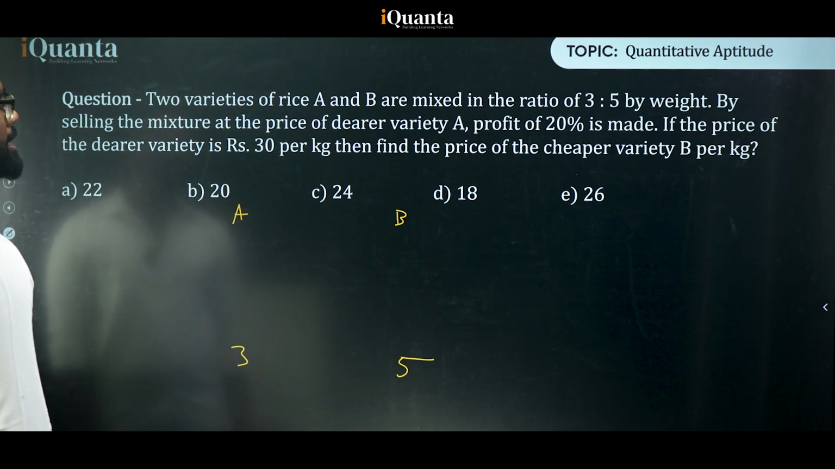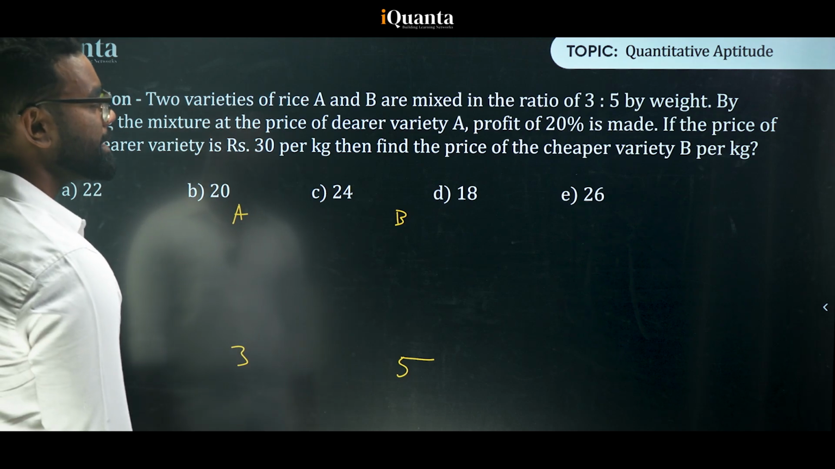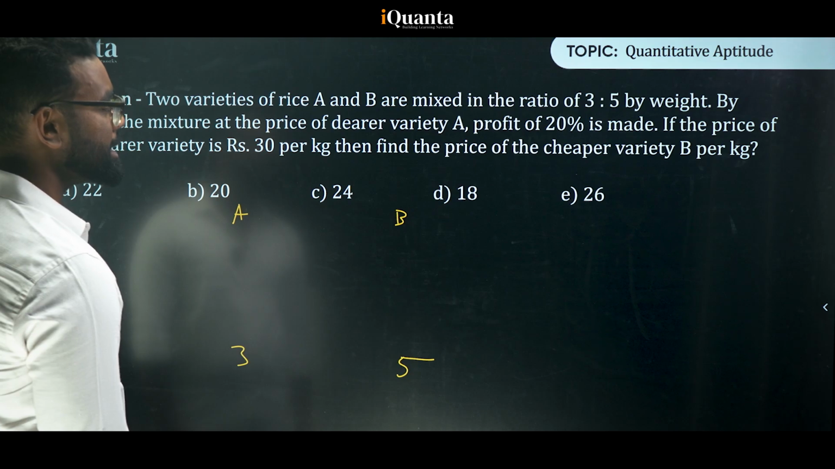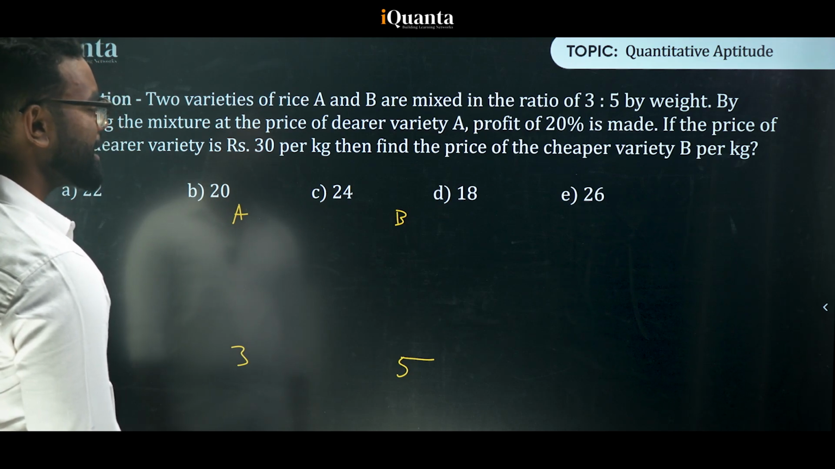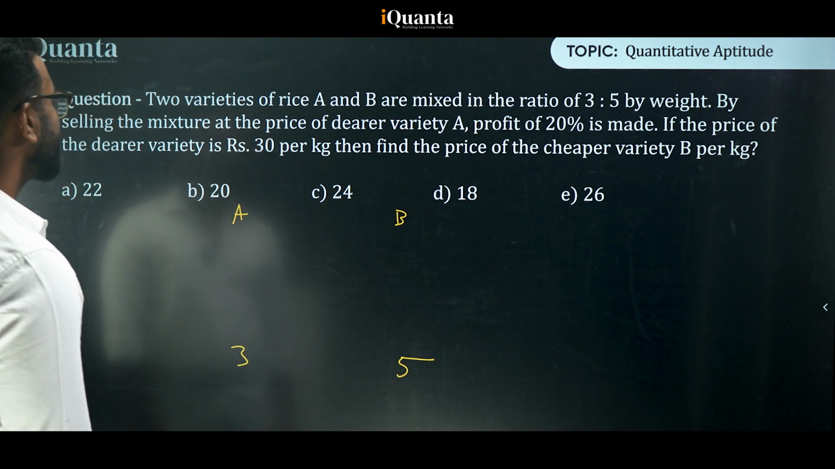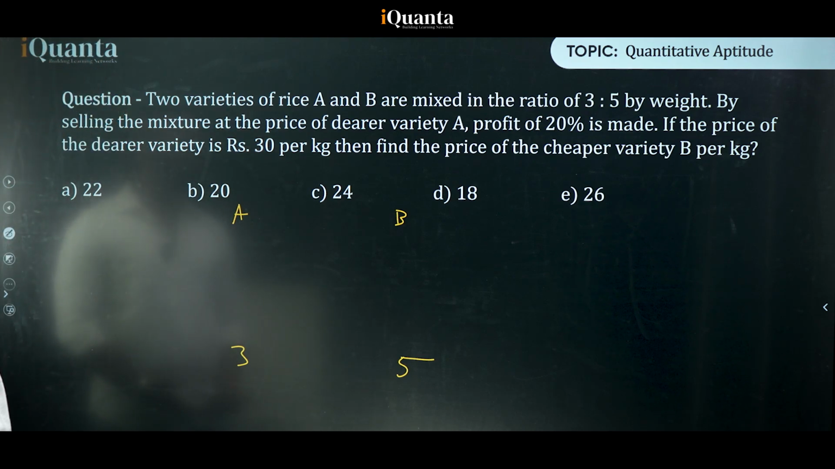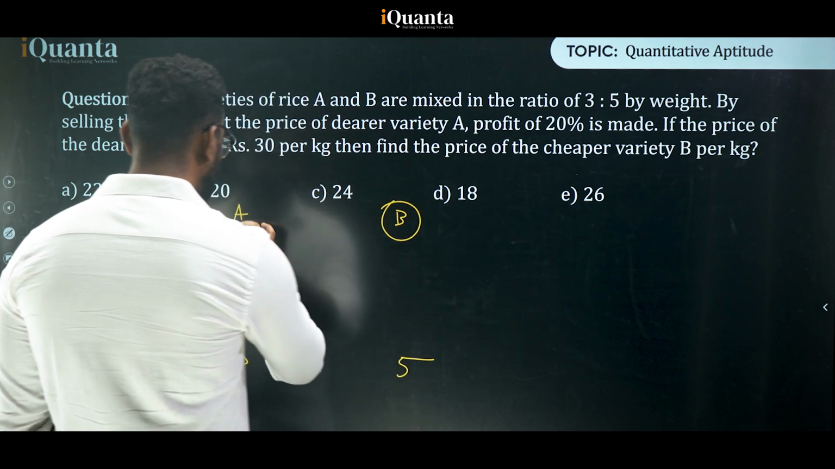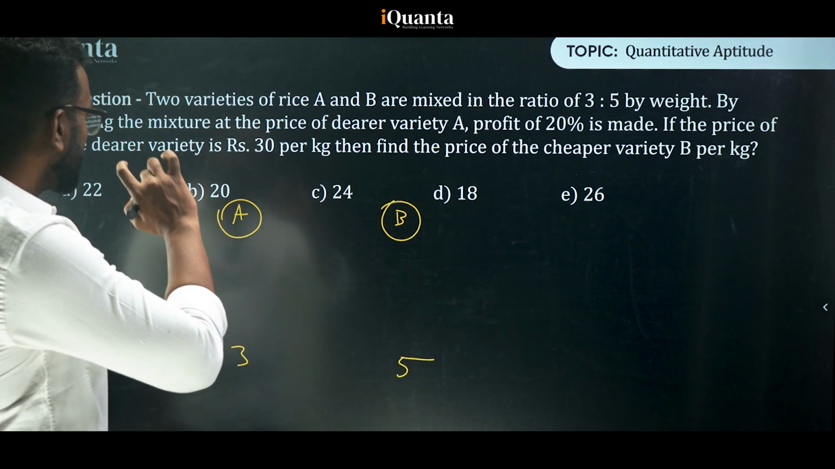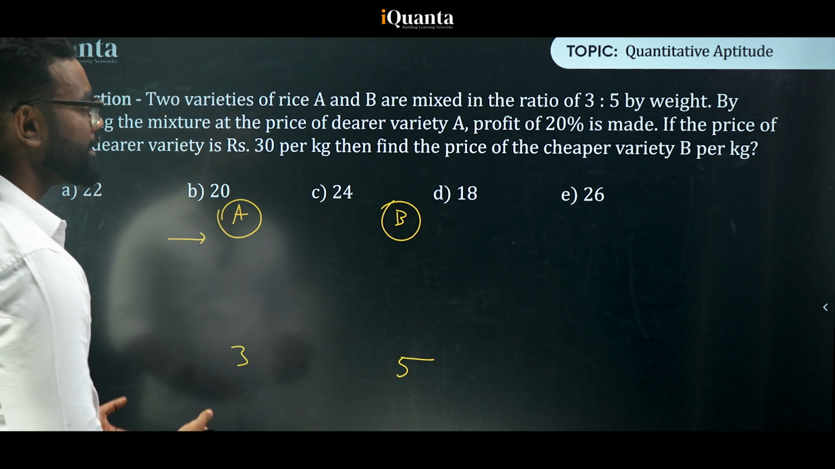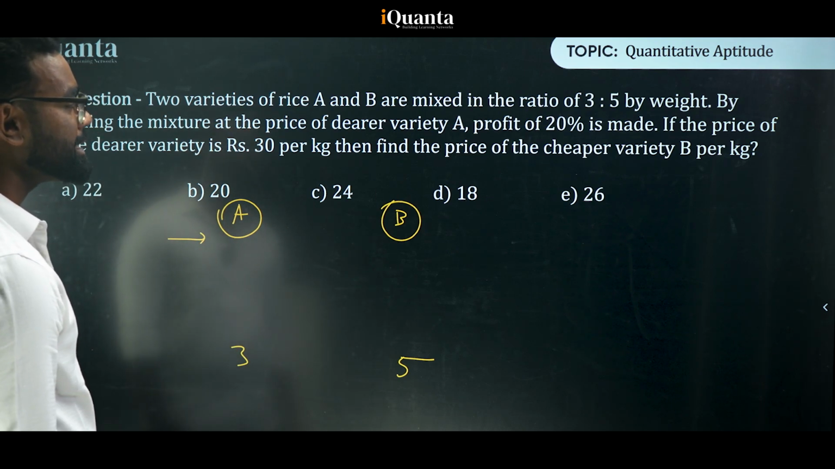By selling the mixture at the price of the dearer variety, a profit of 20% is made. And if the price of the dearer variety is rupees 30 per kg, then what is the price of the cheaper variety? Now they are saying they are selling the mixture at the price of dearer variety A. So they are basically selling everything. Think about it, they have 5 kg of B and 3 kg of A, right? By selling the mixture at the price of dearer variety A, this is the dearer one, so its price is higher, okay? And a profit of 20% is made.